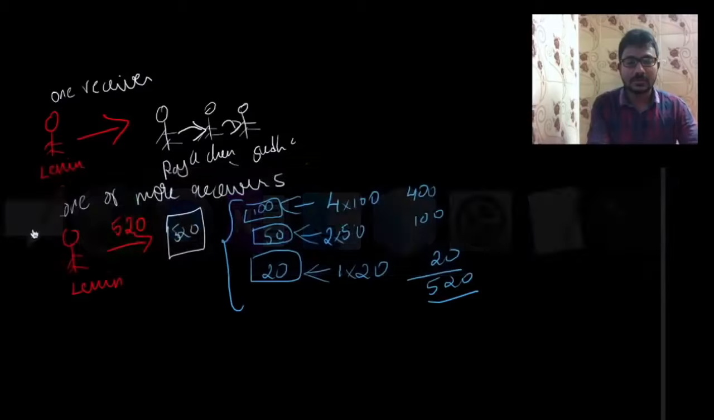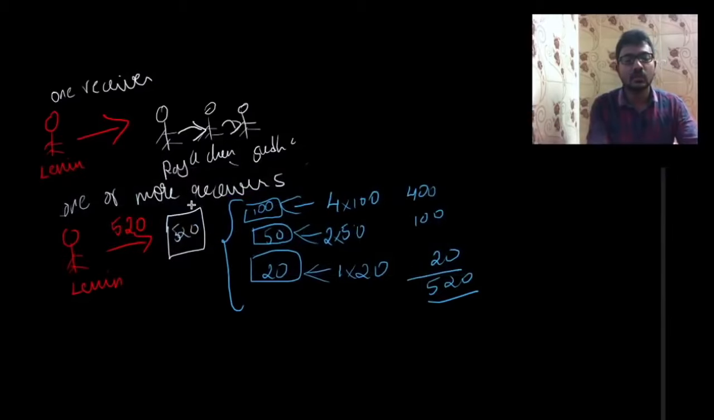Another example is one or more receivers handling a request at the same time. For example, suppose Lenny is visiting an ATM machine and is trying to withdraw 520 rupees. If he enters 520 rupees, it would be handled by 3 receivers at the same time: a 100 rupees receiver, a 50 rupees receiver, and a 20 rupees receiver. The 100 rupees receiver will try to pick the best number of 100 rupees notes, then the 50 rupees receiver will try to pick the number of 50 notes, and the 20 rupees receiver will try to pick the number of 20 rupees notes.